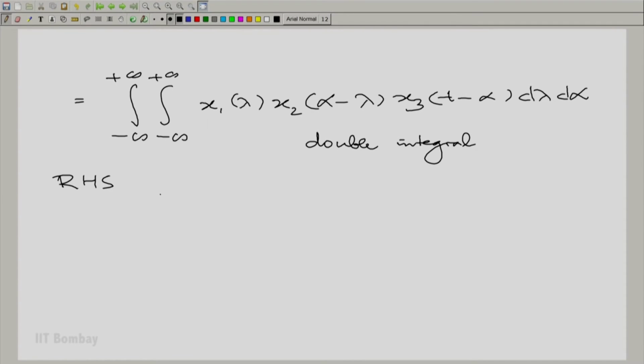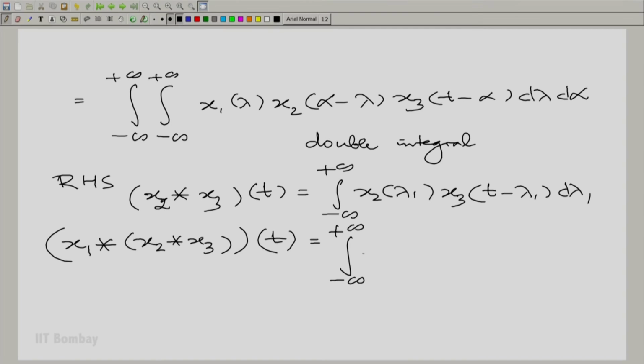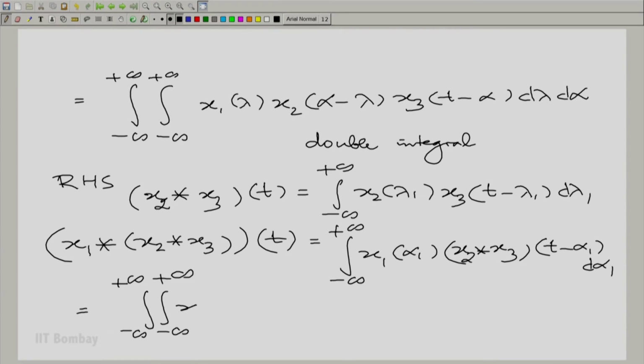The right hand side requires first an evaluation of x2 convolved with x3 at the point t, which is very easy. Let us make it lambda 1 here, just to distinguish between the previous lambda in the left hand side. Then x1 convolved with x2 convolved with x3, first evaluate at t, is x1(alpha 1) times x2 convolved with x3 evaluated at t minus alpha 1, integrated with respect to alpha 1 from minus to plus infinity. And that can be rewritten as a double integral again.